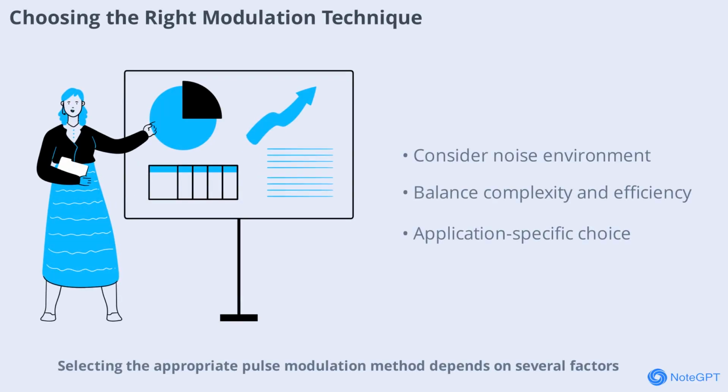Selecting the appropriate pulse modulation method depends on several factors, including the nature of the signal, the communication environment, and system requirements. For example, PAM may be suitable for simple, low-noise systems, while PWM or PPM might be better choices in noisy or power-sensitive environments. Engineers must weigh the trade-off between complexity, noise immunity, and bandwidth efficiency to make the best decision.